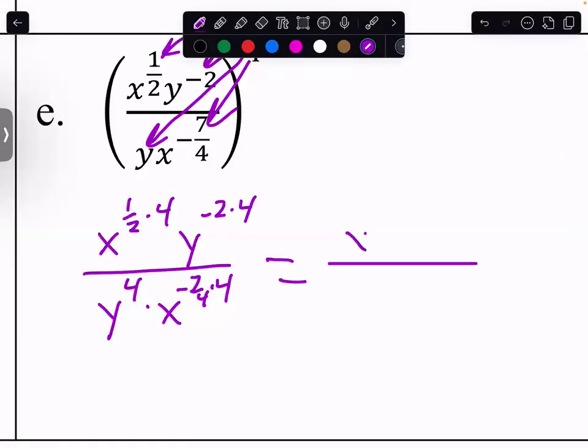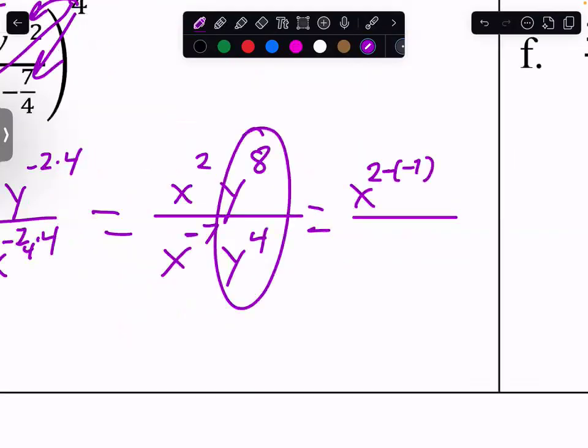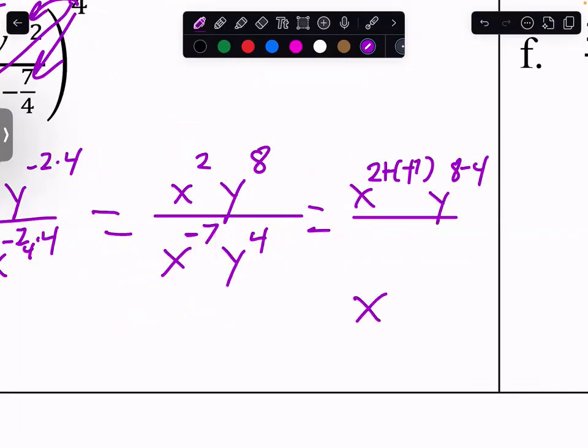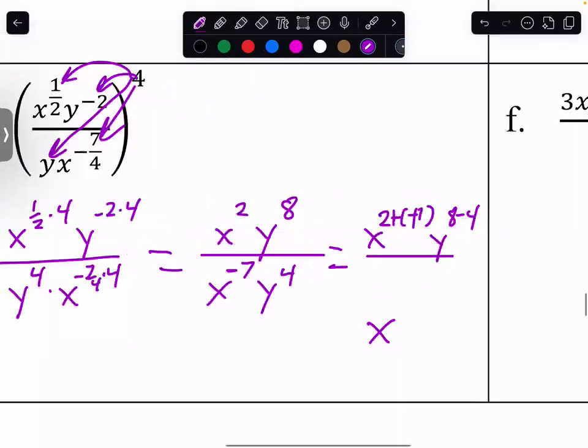1/2 times 4 is 2. -2 times 4 is 8. I'm not sure why x and y are switched. I'll switch them back. -7/4 times 4 is -7. Okay, so now we can just do 2 minus -7. And over here, 8 minus 4. Okay, so that becomes, oh, sorry, this should be -8, my mistake.